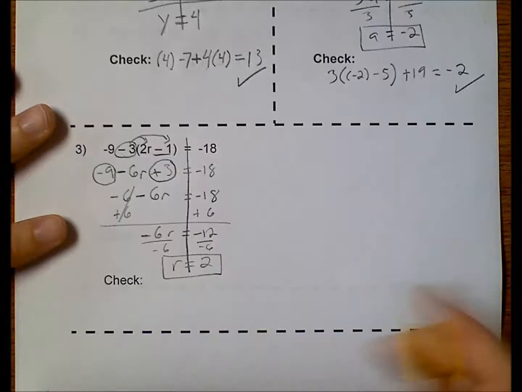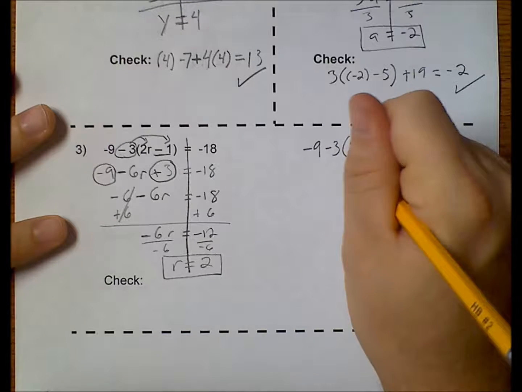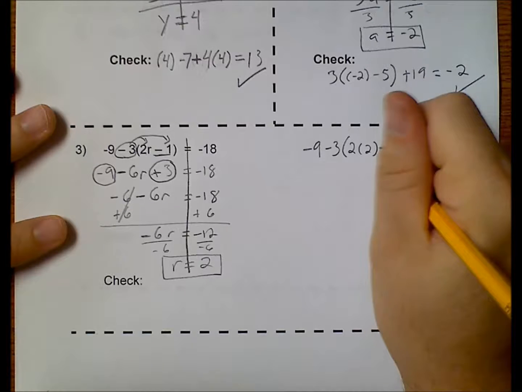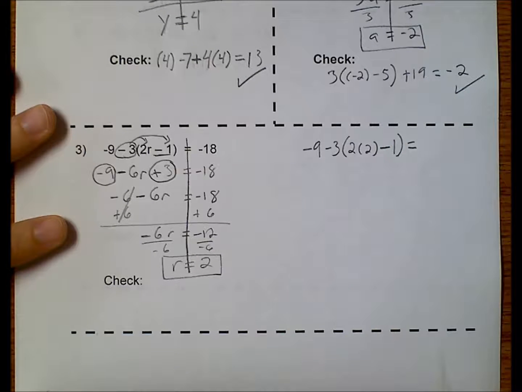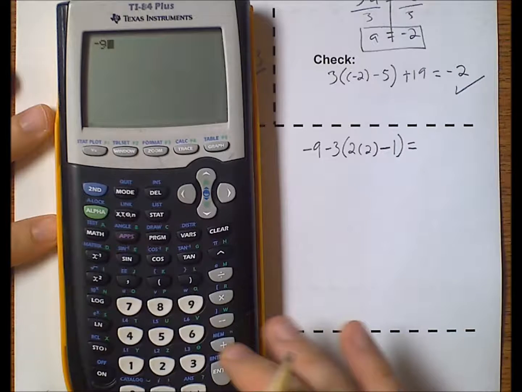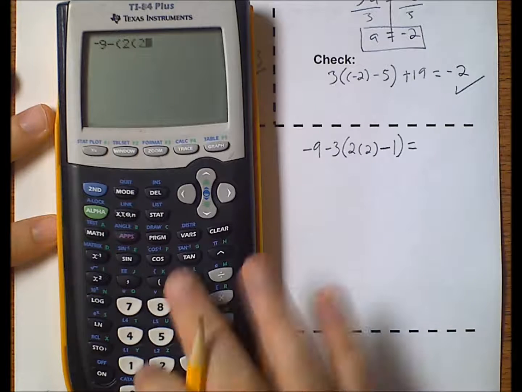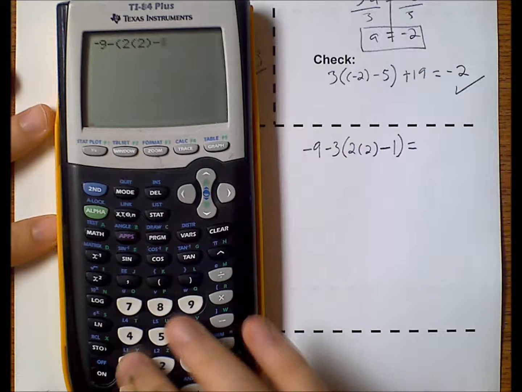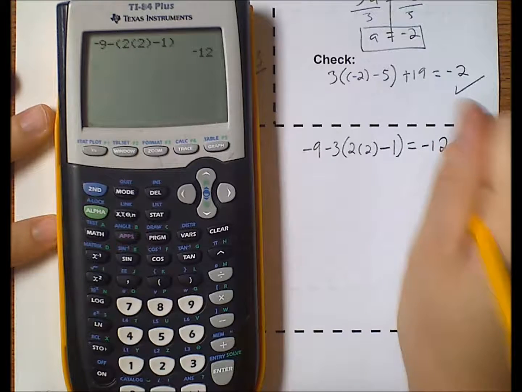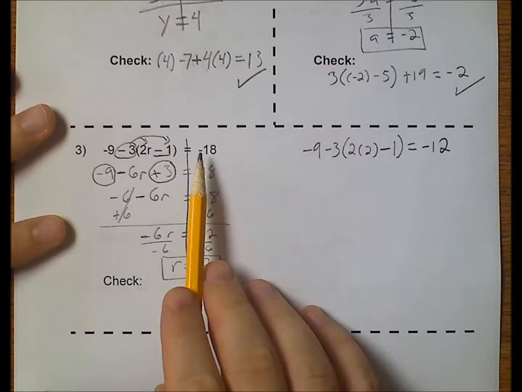Let's go ahead and check that. So negative 9 minus 3, parentheses, 2 for the r, minus 1 equals what? Negative 9 minus 2 minus 1, negative 12, and we wanted negative 18.